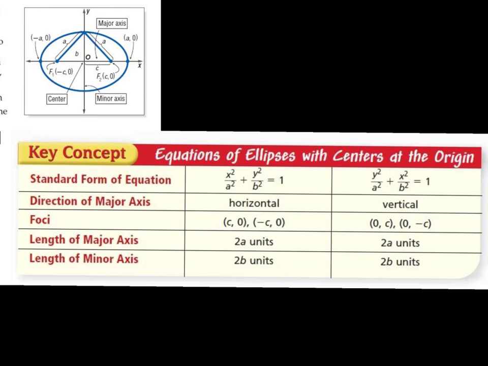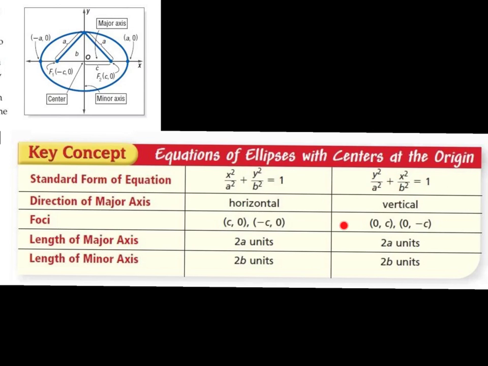Okay, so here's a chart you're going to want to copy into your notes for reference on your homework. Standard form of an equation with a horizontal axis is x squared over a squared plus y squared over b squared equals 1. The foci are at (c, 0) and (negative c, 0), the major axis length is 2a, and the minor axis is 2b. When we change to a major axis that's vertical, we want y squared over a squared, because a shows us where that major axis is, plus x squared over b squared, minor axis again, equals 1.